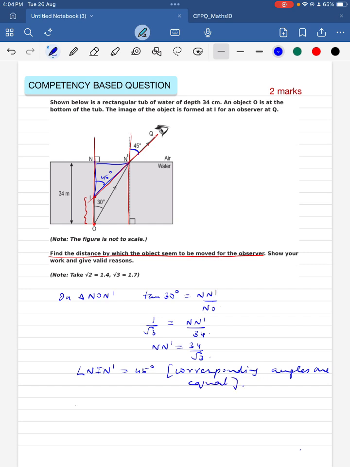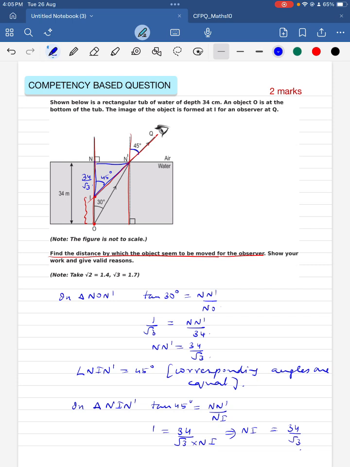Okay, so now let's take triangle NIN dash. We know that tan 45 degree is equal to NN dash by NI. So that is 1 is equal to NN dash, which we found as 34 by root 3, by NI. So NI would be equal to 34 by root 3. Okay, so we got this length as 34 by root 3.